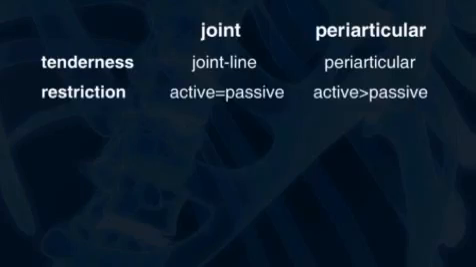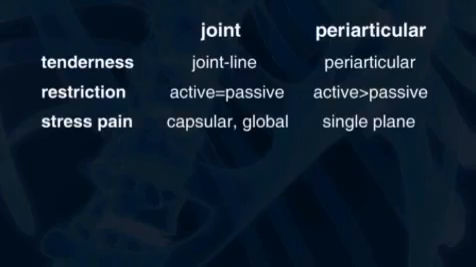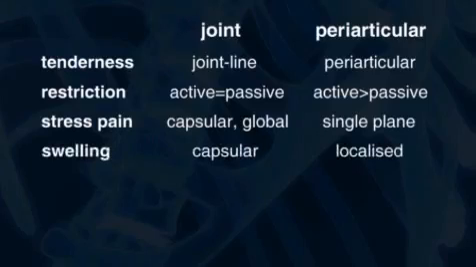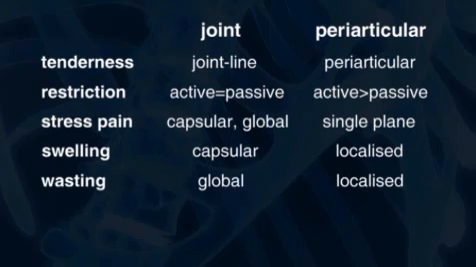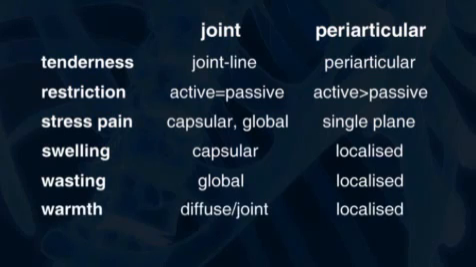Active and passive range of motion and pain will be similar if it is joint disease, but discordant with periarticular lesions. Stress pain will be in all planes of movement in joint disease, but usually only in a single plane with periarticular disease. Swelling will expand the capsule outline with joint disease, but will be more localized and related to the affected structure if periarticular. All muscles acting over a joint may be wasted with joint disease, but only one or a few muscles will be wasted with a periarticular lesion. Any increased warmth will be over the joint with joint disease, but localized over a periarticular lesion.